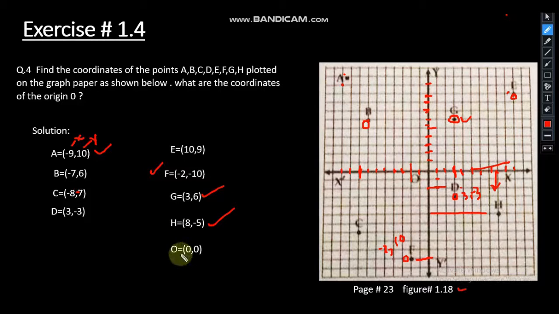Again 0, 0, which means O, the origin position, which is in the center position. We can write here 0 on the x-axis and 0 on the y-axis. This is the origin point for the x-axis and y-axis in all directions.